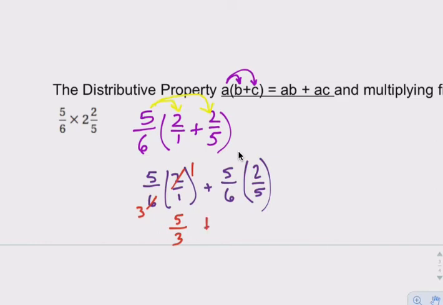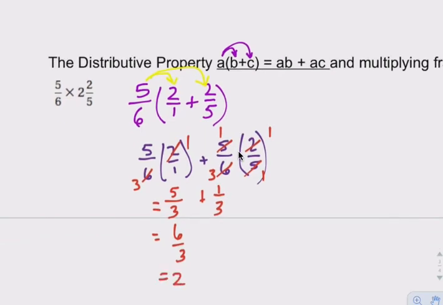Plus, and then we can cross cancel here. 2 goes into 2 once. 2 goes into 6 3 times. And 5 and 5, 5 goes into each once. So 1 times 1 is 1, and 3 times 1 is 3. So now we have 5 thirds plus 1/3, which equals 6 thirds, which we can simplify down to 2. So that says that 5/6 of 2 2/5 is equal to 2.